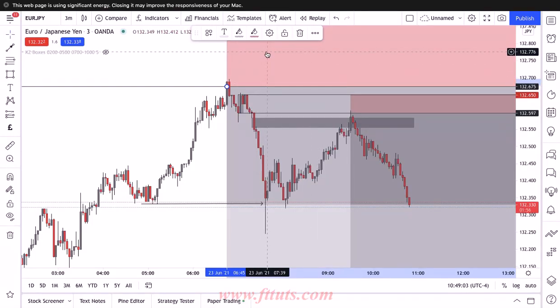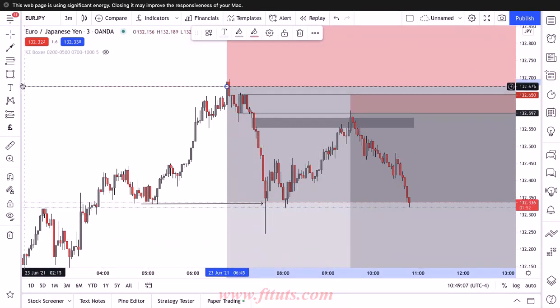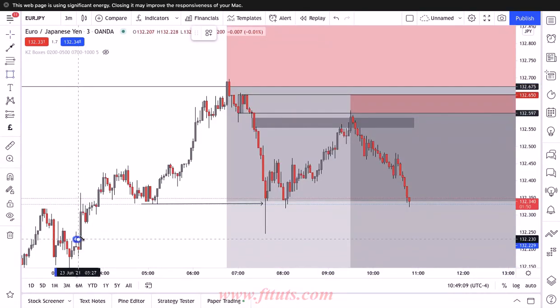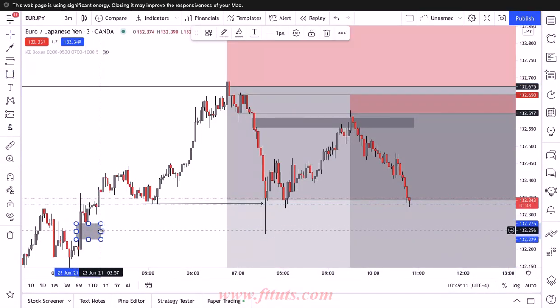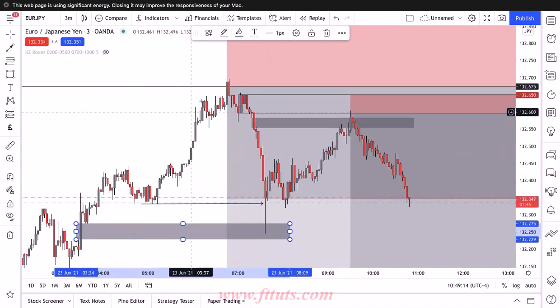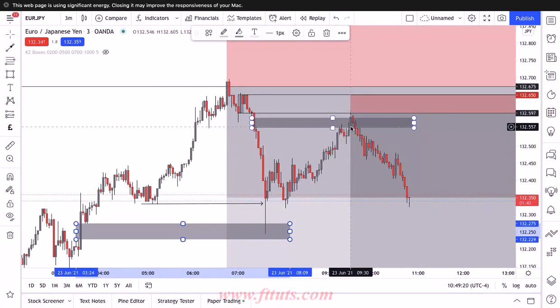Now I hope that makes sense. What do we have here? Imbalance. This wick and this wick don't meet. But what happened at this point here? Price pulls back to fill in that imbalance to then continue the move over. I hope that was fairly straightforward, guys.